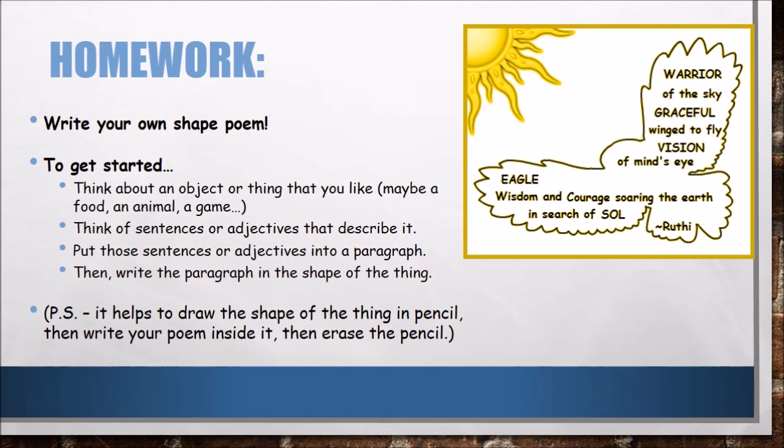And then you're going to put those sentences or put those words in the shape of the thing. So one thing that's helpful is to draw the shape of your thing in pencil and then write your poem inside the pencil and then erase the pencil. So you can see, for example, here, this is a poem about an eagle. And so they drew the shape of the eagle first, and then they wrote the poem inside the shape. And then after, when we're done, we can erase the shape, erase the lines, so you just see the poem.